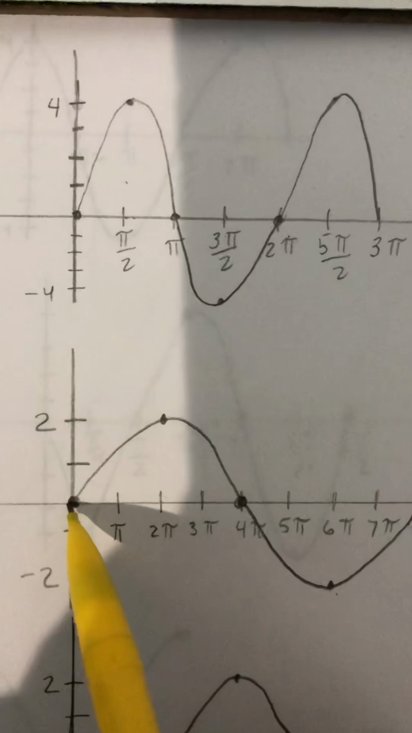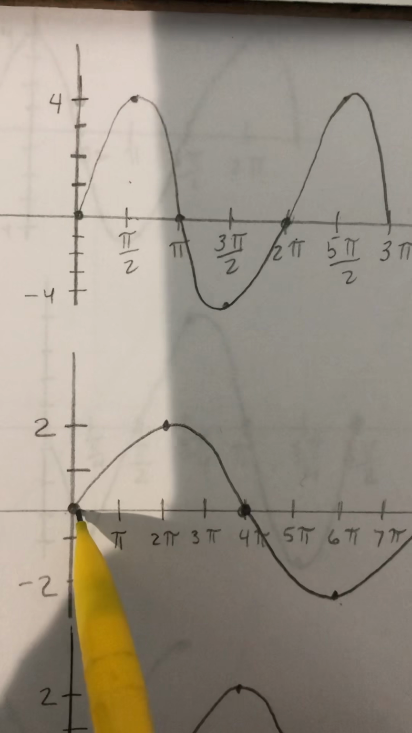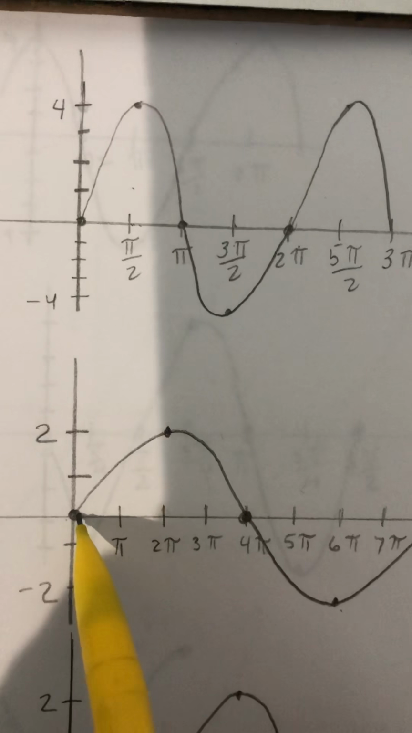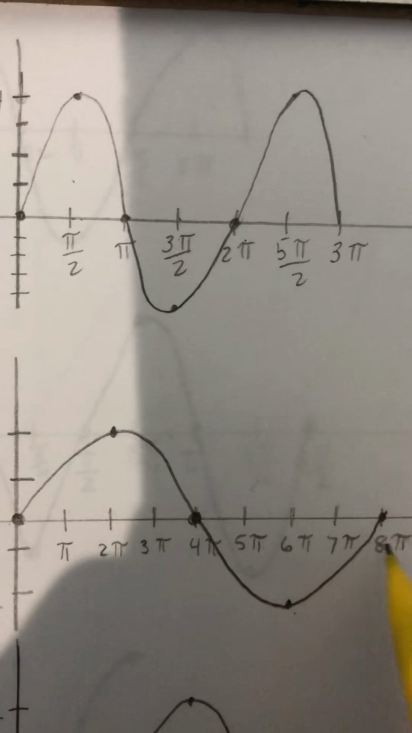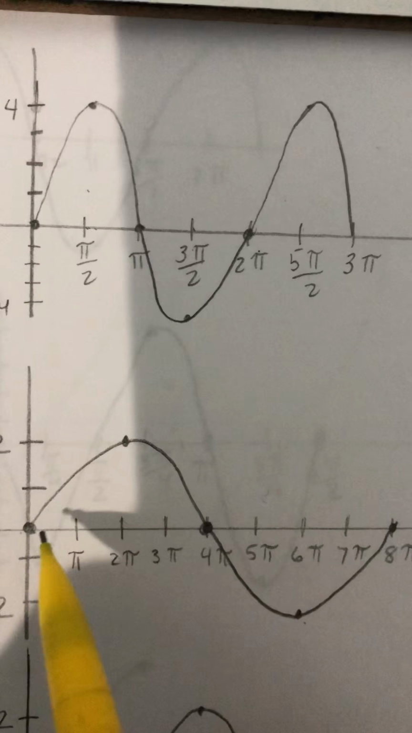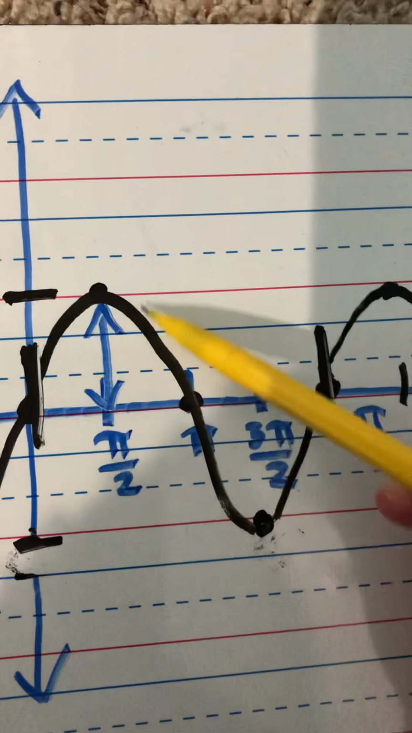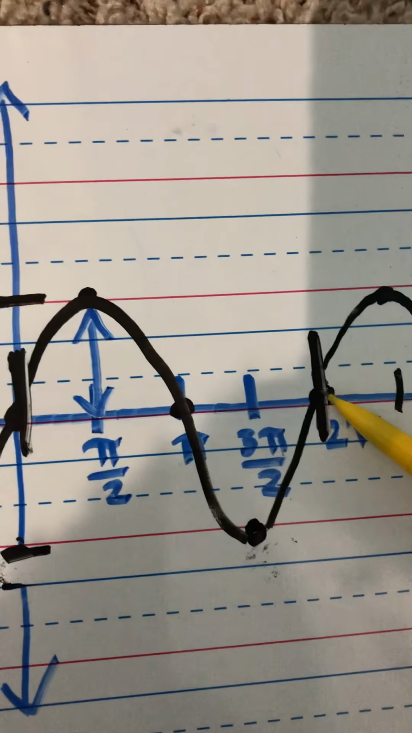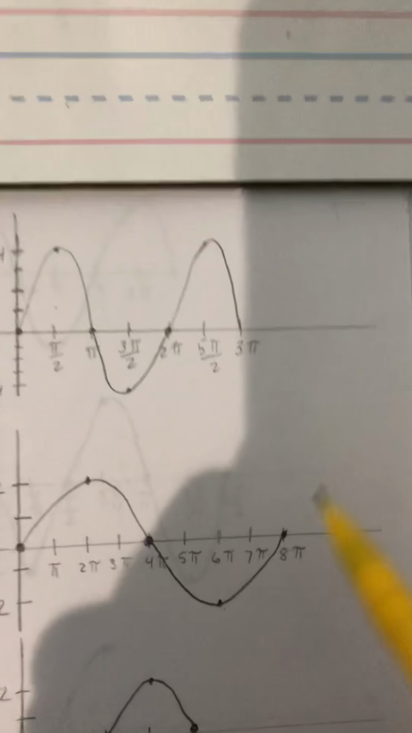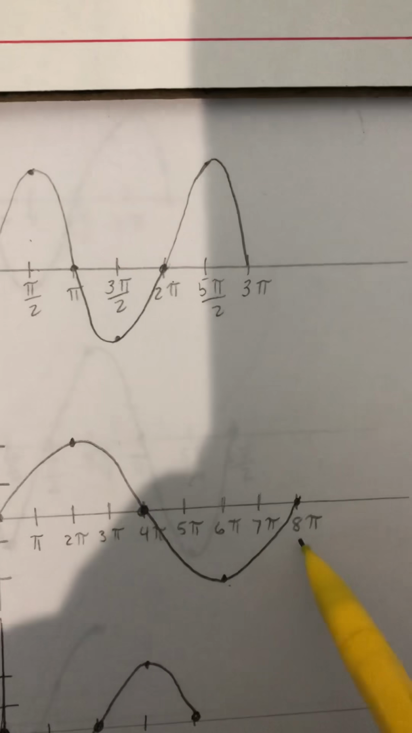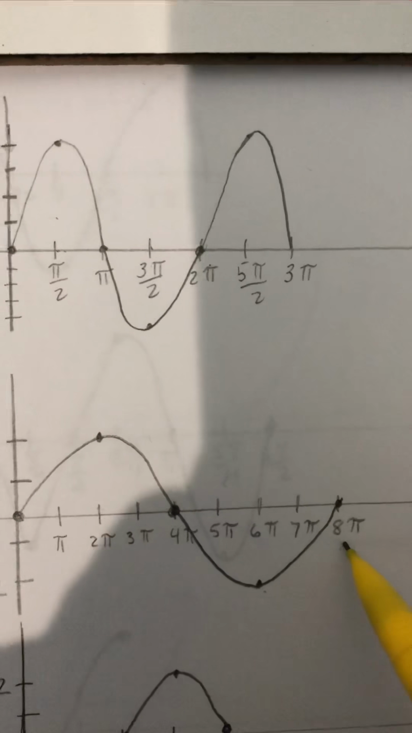So for this graph, I'm going to start at 0, 0, like I did with the parent function. And notice my numbers here are a lot different. What I want to do is be able to do the same thing that I did here. I went up, down, up before I repeat the wave pattern. So I want to be able to do that same up, down, up, but instead of finishing at 2 pi, I have to adjust it to finish at 8 pi.